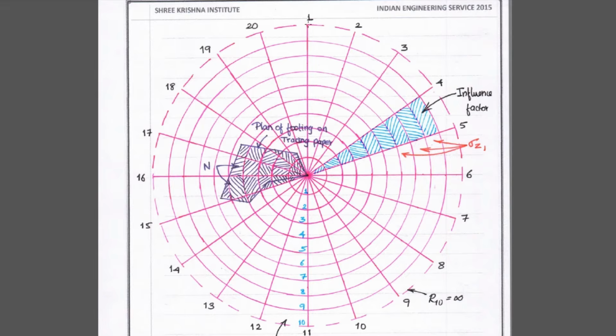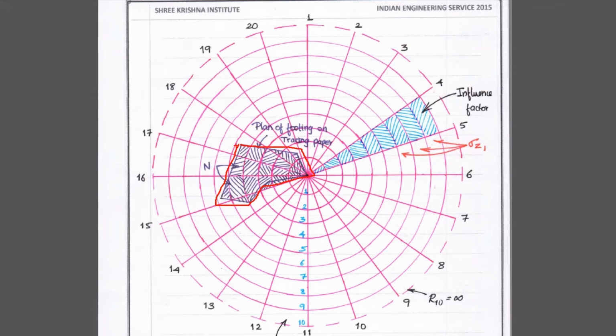Next, there are 20 radial lines: 1, 2, 3, up to 20. From each area we have the influence factor. The influence factor is 1 by 10 into 1 by 20, equal to 0.005. Then we have to plot the plan of the foundation with the help of tracing paper. This is an example of a plan of foundation plotted using tracing paper.